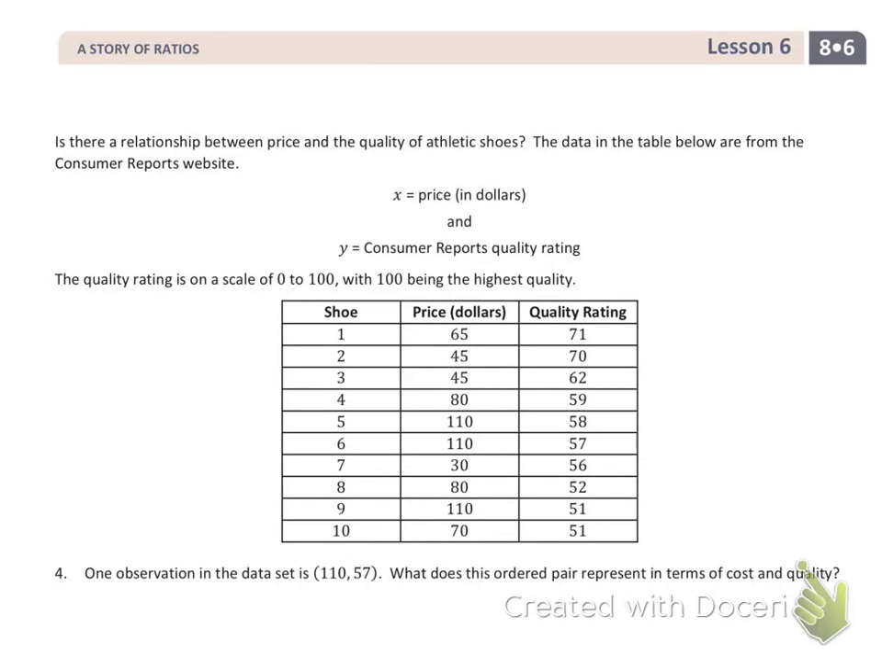Our first variable, X, is going to be price, the price in dollars. The second variable, Y, is going to be the quality rating given by Consumer Reports. The quality rating is on a scale of 0 to 100, with 100 being the highest quality. One observation in the data set is (110, 57). What does this ordered pair represent in terms of cost and quality?